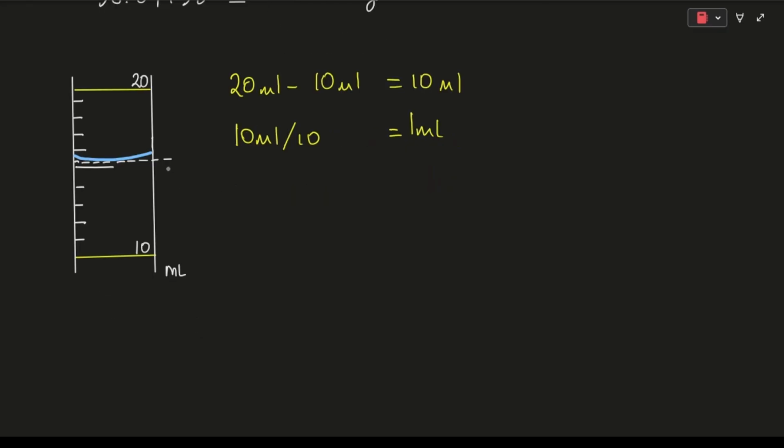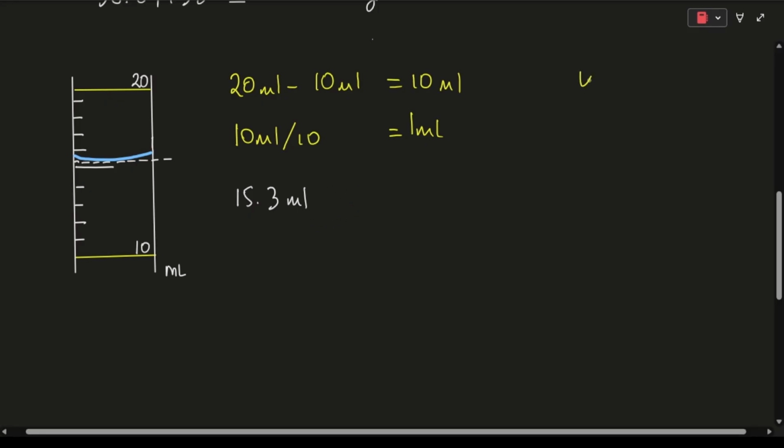So I'm going to estimate my reading to 15.3 milliliters. However, if we are to have different people doing this recording, different values would be the case. Of course, 15 is certain, but the number to be estimated may be different. So how do we determine our plus or minus value?